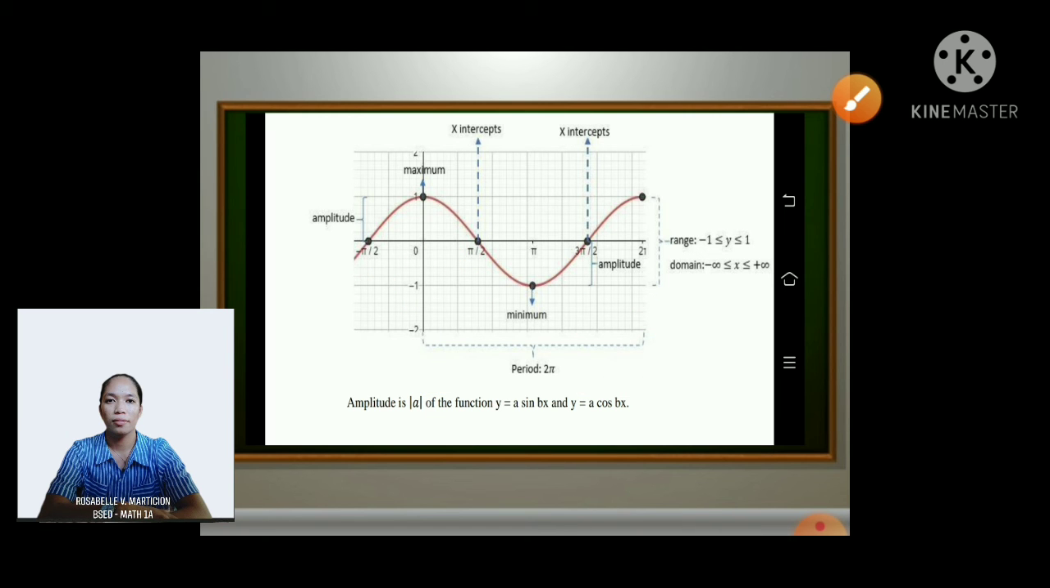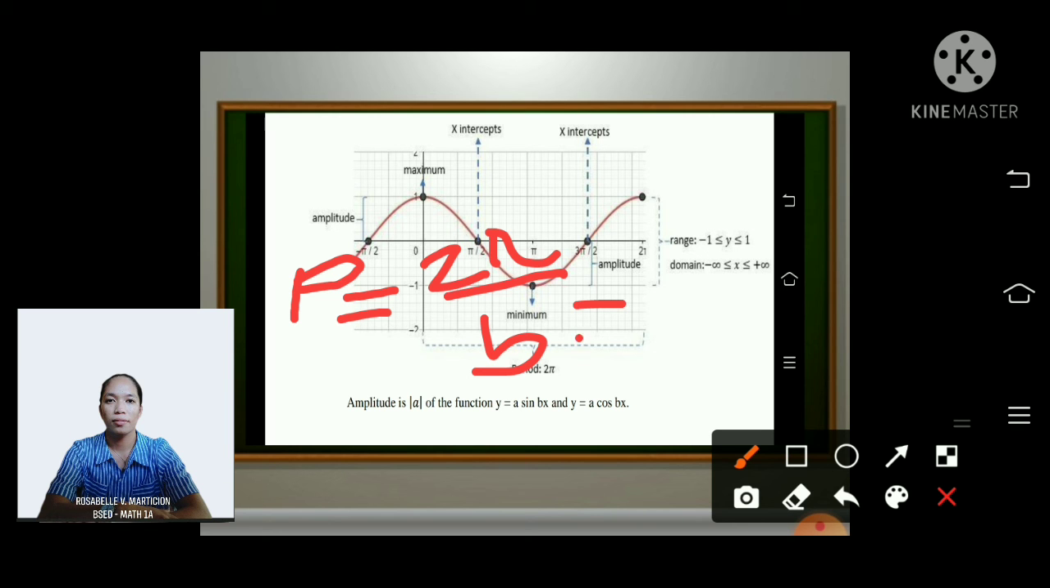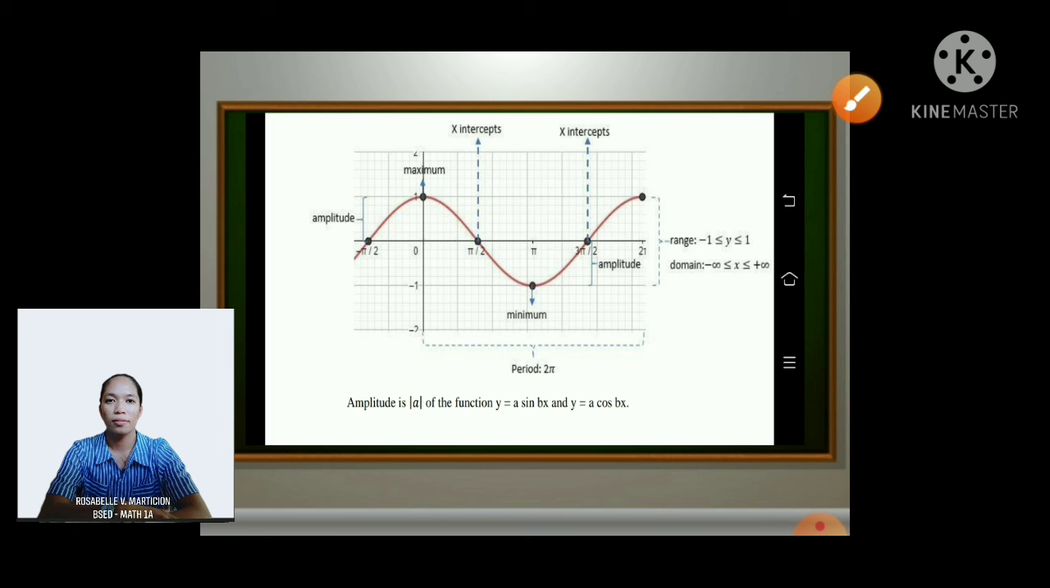So the b of the given is 1. The period is equal to 2 pi over b. Since b is 1, it equals 2 pi over 1, so 2 pi. So the period of the given y equals cos x is 2 pi.